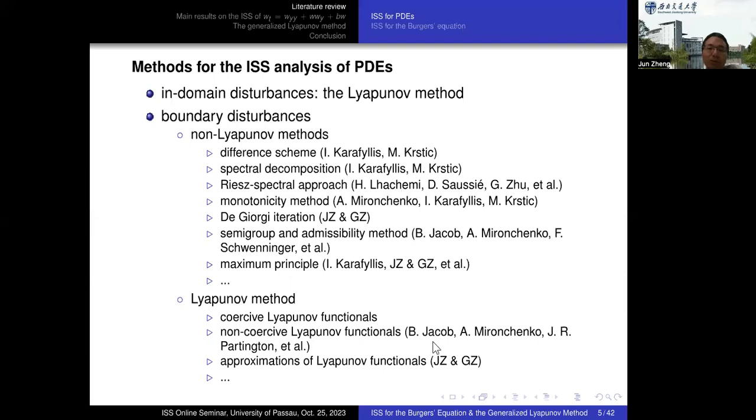A few years ago, we also applied the so-called approximation of Lyapunov functionals to establish ISS-like estimates for PDEs with different boundary disturbances. But in general, for PDEs with Dirichlet boundary disturbances, it is much more difficult to apply the classical Lyapunov method for the ISS analysis.